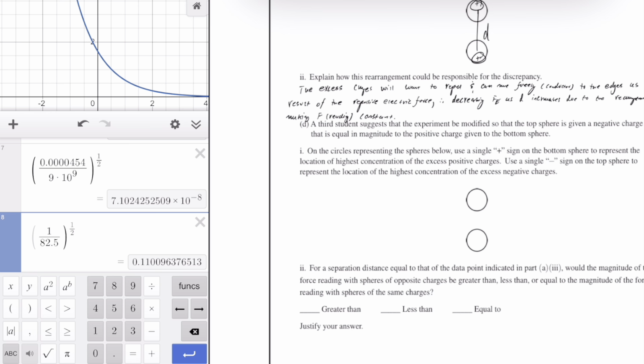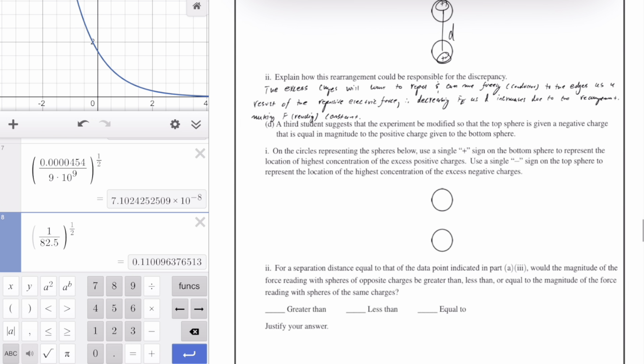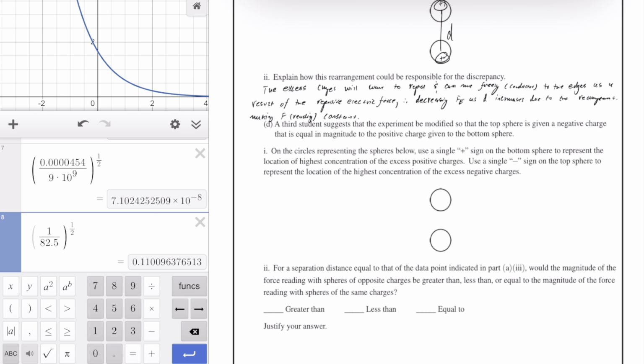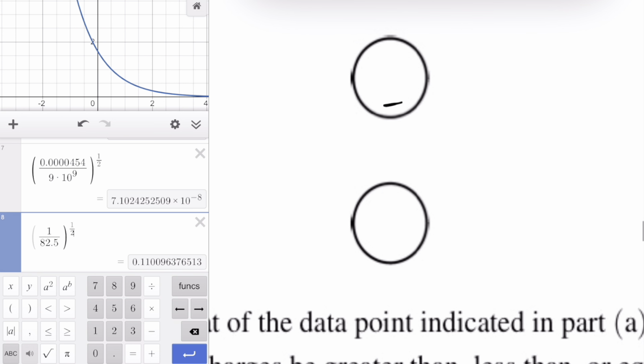So a third student suggests that the experiment can be modified so that the top sphere is given a negative charge that is equal in magnitude to the positive charge of the bottom sphere. So on the circles, use a single plus sign on the bottom sphere to represent the location of highest concentration of excess positive, and then use a negative on the top. We get the idea. So negative on the top, positive on the bottom.